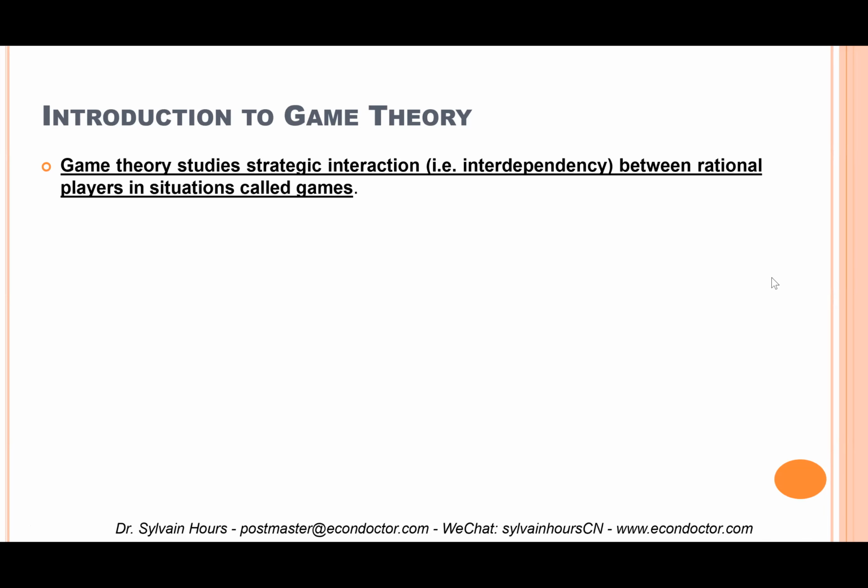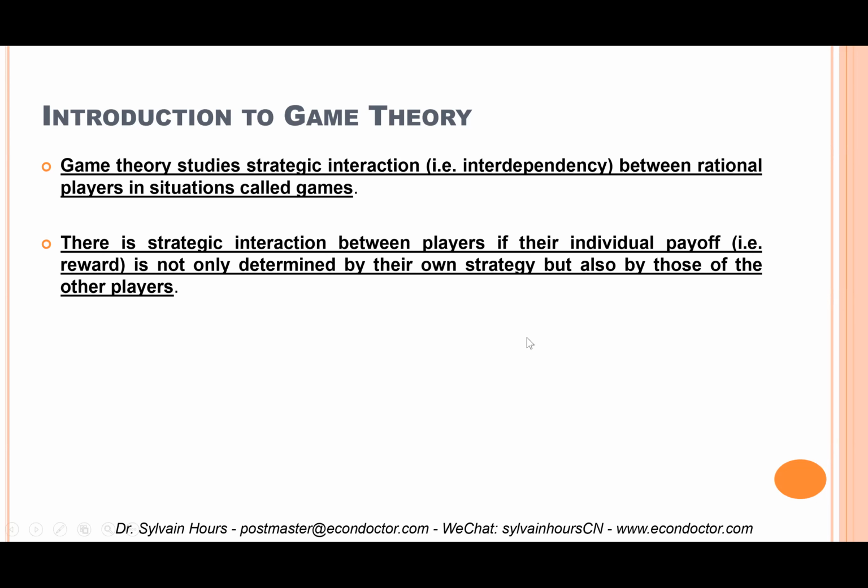So strategic interaction, it's a bit fancy, but it means something quite simple. It simply means that your benefit, or your payoff, your reward, depends on your decisions, yes, but it also depends on the decisions of other people. And that's why we call that game theory, because this is something quite typical when you play board games, right? If you play chess, the outcome of the game, who will win, depends on your strategy, and it also depends on the strategy of the other player.